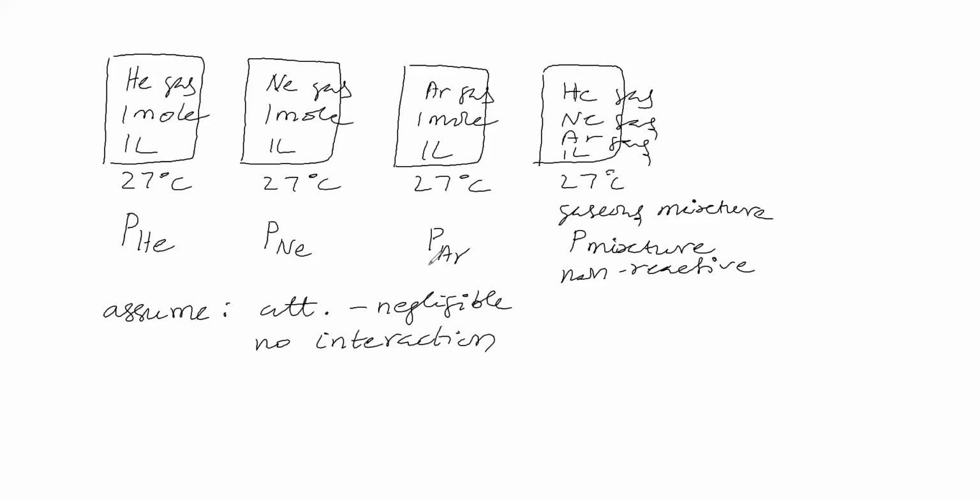Sir, what is the assumption we have taken? There is no interaction among gas molecules. Actually, interaction is there, but we are taking an assumption that there is no interaction among the gaseous molecules. Sir, is this assumption correct or wrong? That we have to see.